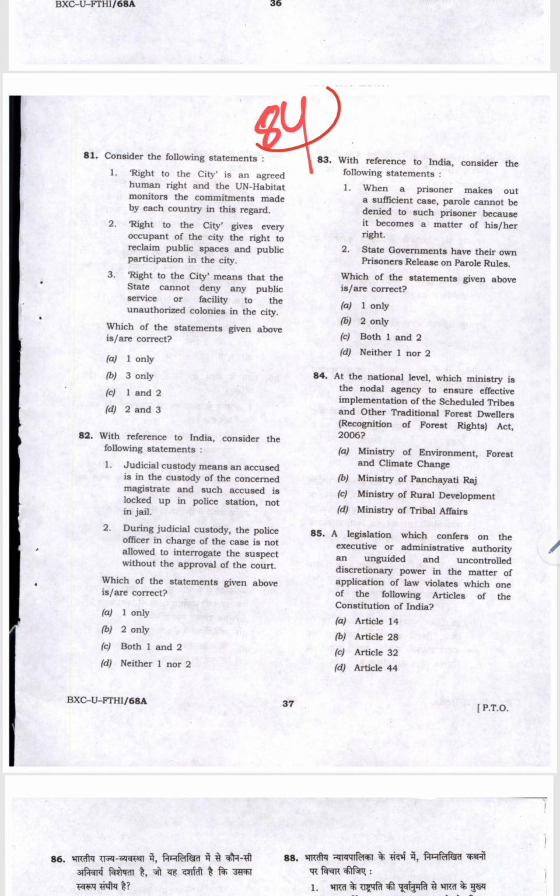Next. Question number 84. At the national level, which ministry is the nodal agency to ensure effective implementation of the rights of scheduled tribes and other traditional forest dwellers? So, you see the options. Ministry of Environment? No. Ministry of Panchayati Raj? No. Ministry of Rural Development? No. Ministry of Tribal Affairs. When we're talking about scheduled tribes and traditional forest dwellers, the possible options can be A or D. In the examination hall, you will think either this or this. But Ministry of Tribal Affairs is there clearly. You can directly go with this, even if you have a confusion between Ministry of Environment and Ministry of Tribal Affairs.